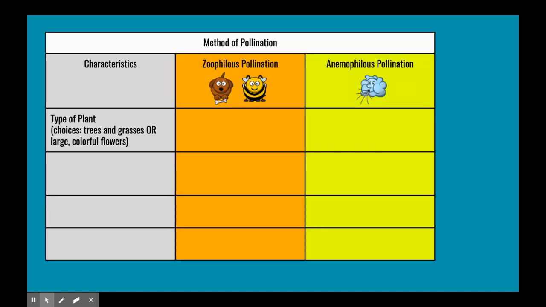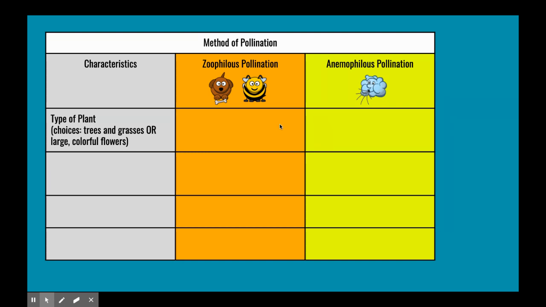Okay, so let's get into thinking about how we can use the skills that we've been developing. On this slide, I've got a table, and I want you to make a choice. There are different characteristics listed on the left side of the table. We'll start off with the type of plant. You've got two choices. Your first choice is trees and grasses. Your second choice is large, colorful flowers. One of those choices is going to go in each box right here.